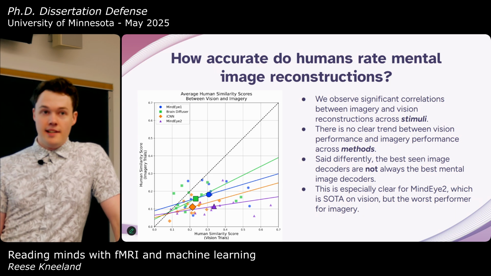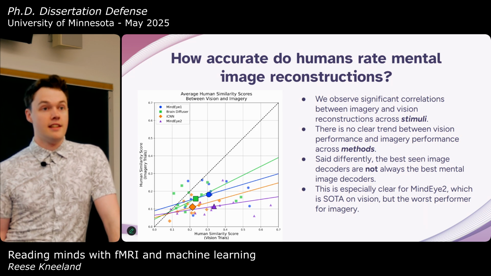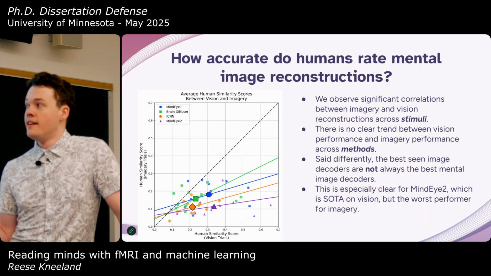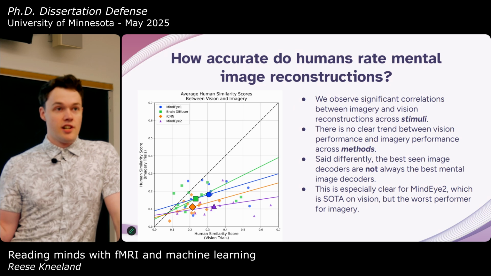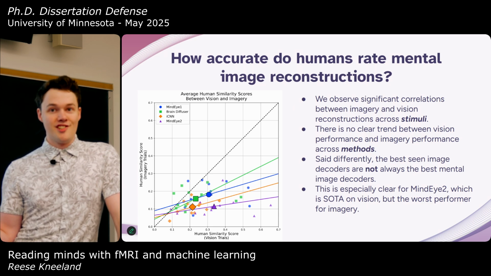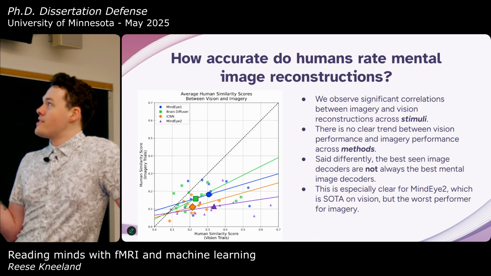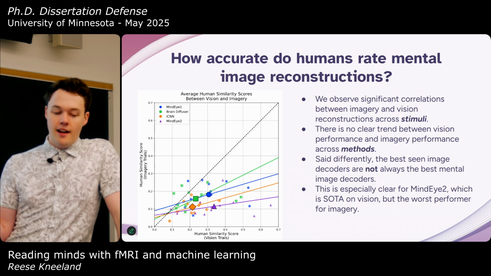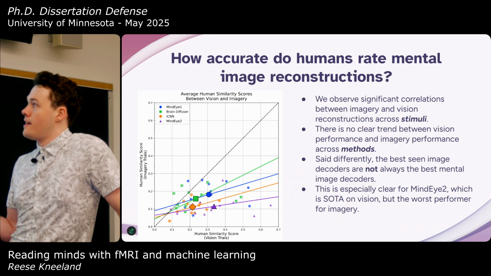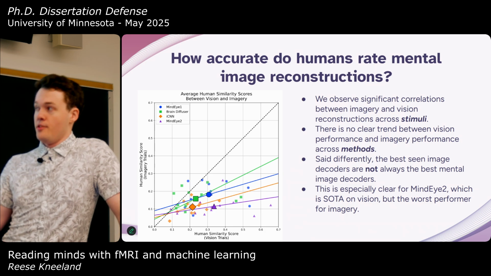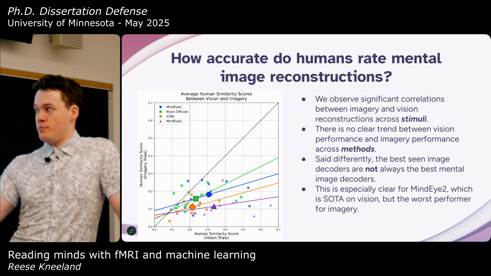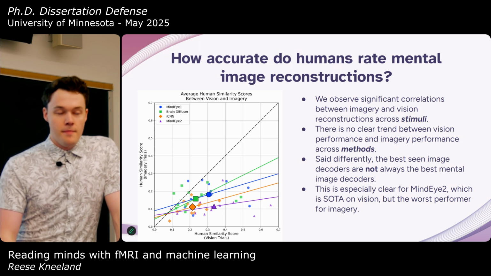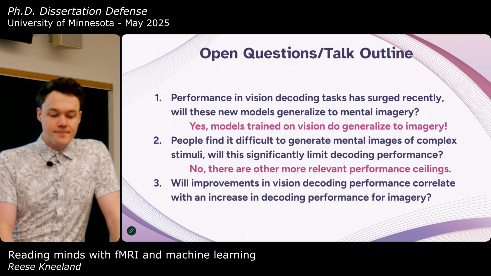Because, for example, the MindEye2 model we talked about earlier, which is currently the state-of-the-art vision decoding model, the purple dot, does very well on vision reconstructions, but very poorly on mental image reconstructions. It isn't generalizing. And that tells us a little bit about how we're going to move forward in this field, because there's clearly a trend in the samples, as the average slope of these lines is all positive, but the methods themselves are not correlated between them.